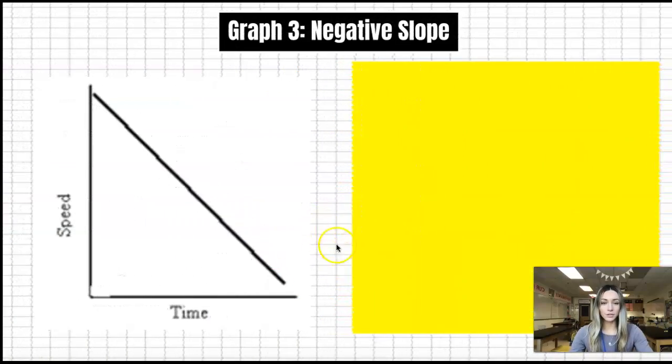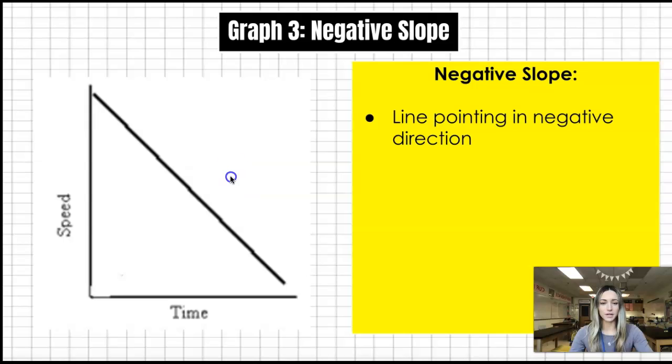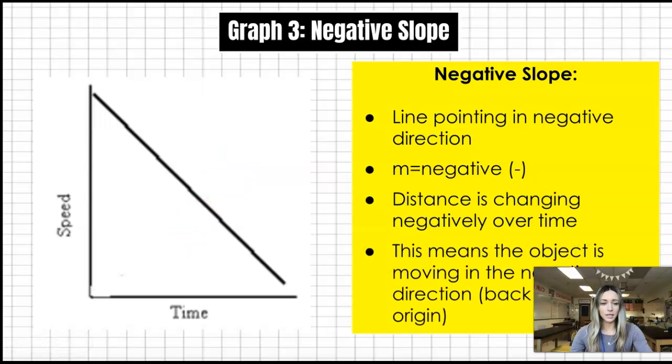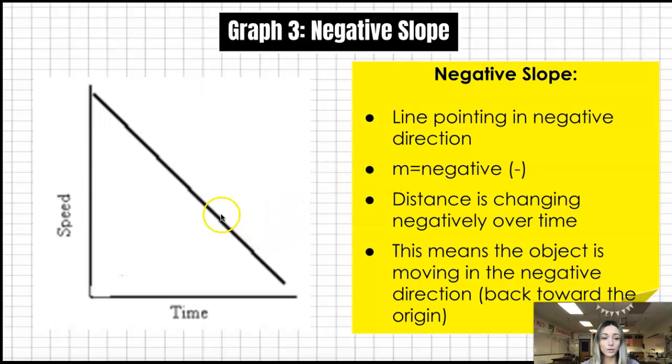Next, and very similar to the one we've seen previously, but the opposite, we can see a graph with a negative slope. This means that time is changing in the positive direction, but the distance is changing negatively, meaning that the line is pointing downwards or in the negative direction. This means that if I were to calculate my slope, I would get a negative value. This tells me that the distance is changing negatively over time. This tells me that the object is moving in the negative direction or back toward the origin.